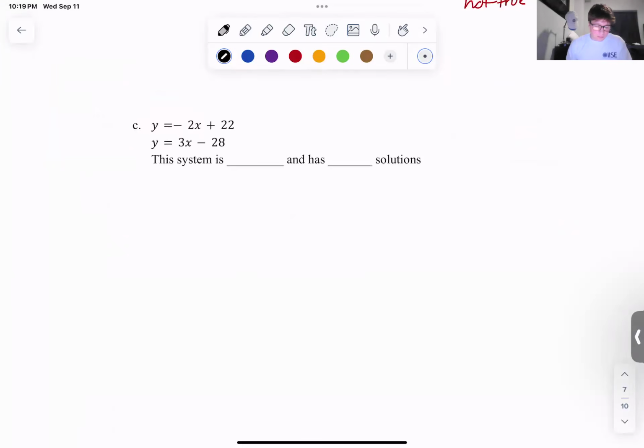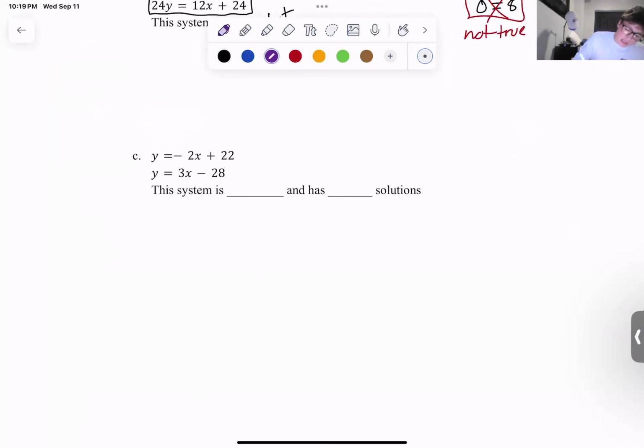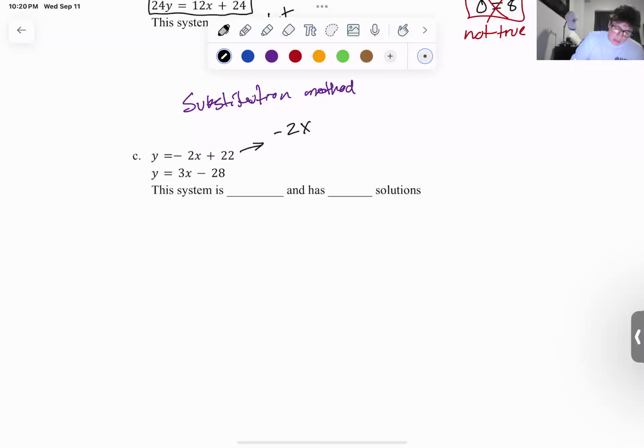Part C, y equals negative 2x plus 22, y equals 3x minus 28. Let's use the substitution method. So what I'm going to do is solve this one for x. Negative 2x equals y minus 22, and then divide by negative 2. So x equals negative y over 2 plus 11. Basically, negative 1/2 y plus 11.